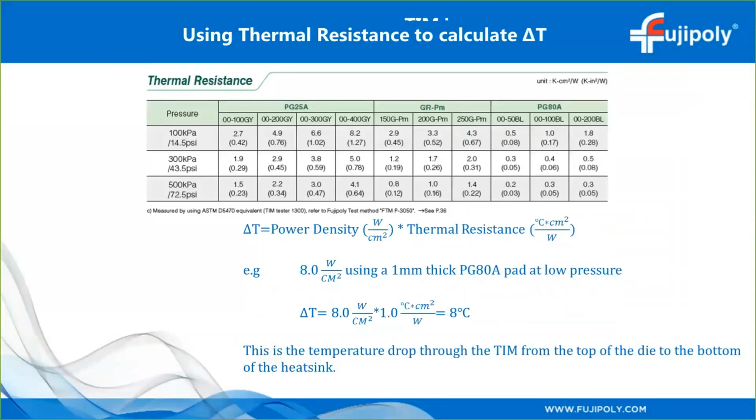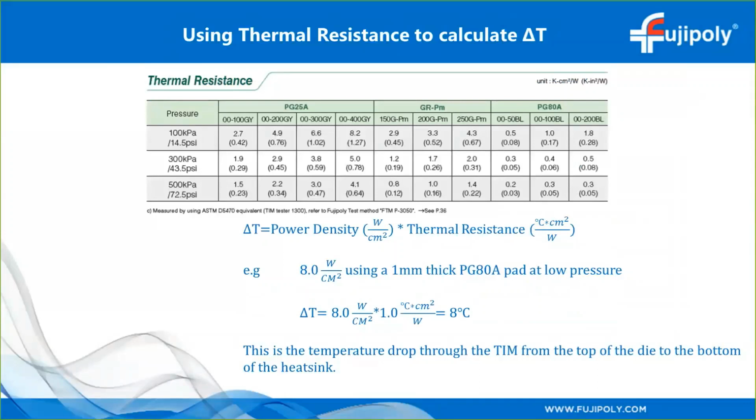Now, using thermal resistance to calculate delta T. Here's a table of thermal resistance which you could find on the material data sheets or our SARCON catalogs. To calculate delta T, you have to take the power density, which we showed in the previous slide, and then the thermal resistance, which you could pull off of the data on the spec sheets of the catalog.